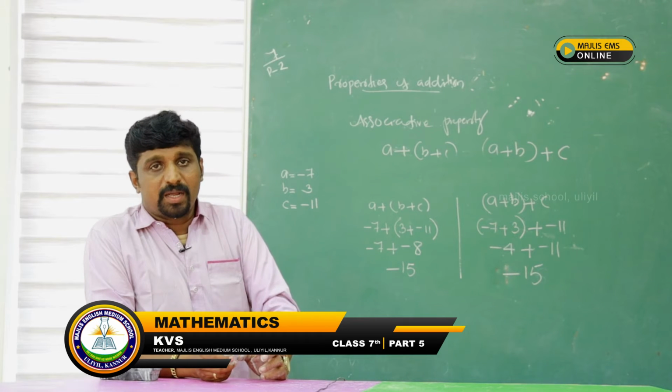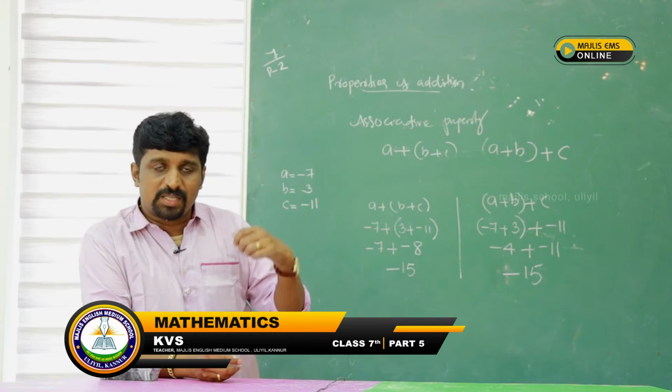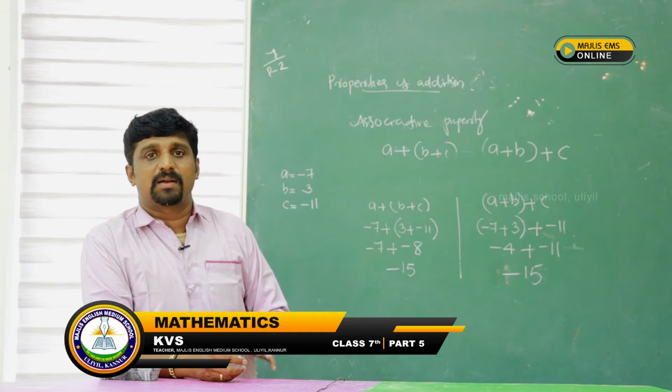Commutative property, first one: A plus B is equal to B plus A. This is the commutative property of addition.